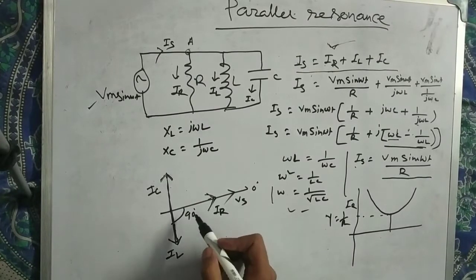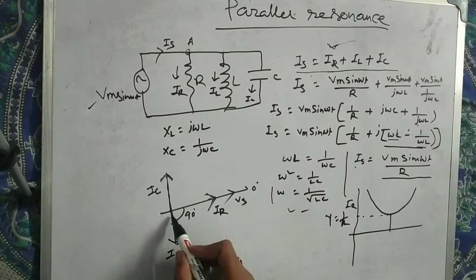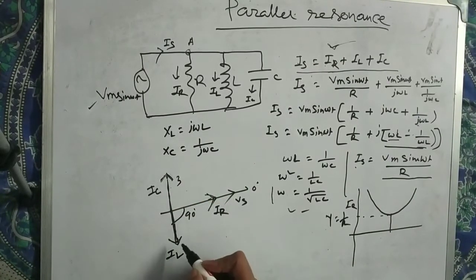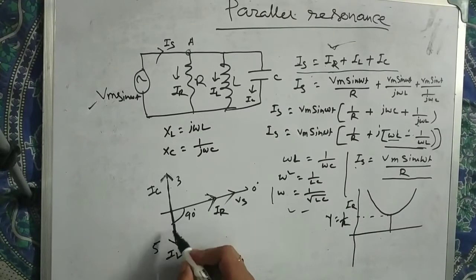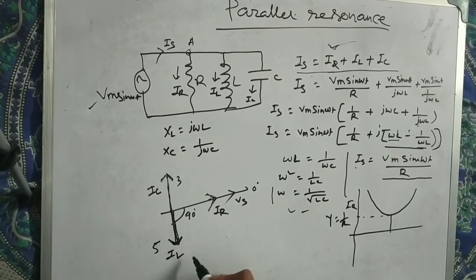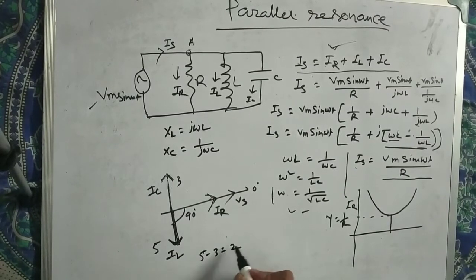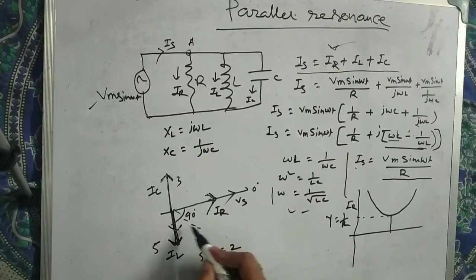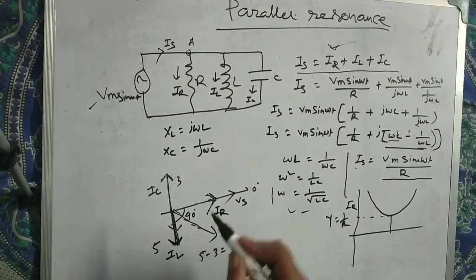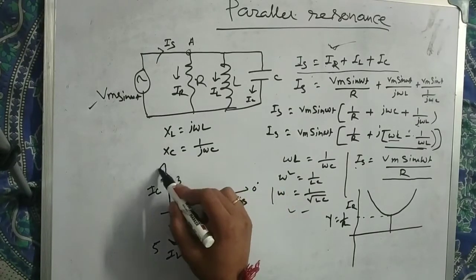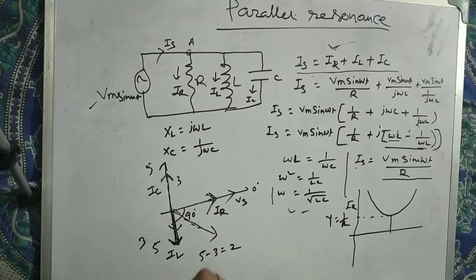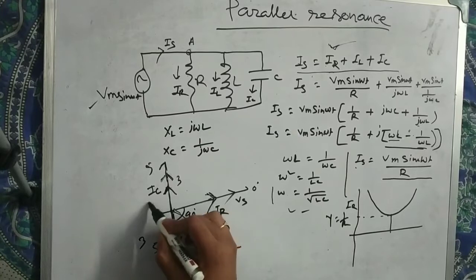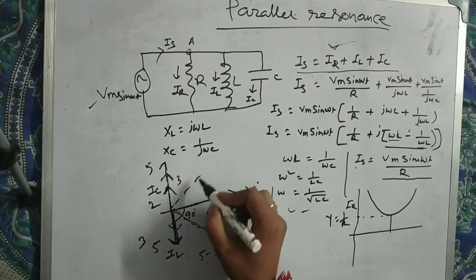If we are at some frequency where the inductor current is more, say the resistive current is 3 ampere and the inductor current is 5 ampere, then we will get a net current of 5 minus 3, 2 ampere. So 2 ampere is here, IR will always be fixed, so we will be getting a lagging current. If the capacitor current is more at some frequency, 5 ampere, and the inductor current is 3 ampere, then the resultant capacitor current is 2 ampere, here IR. So we will be getting a leading current.